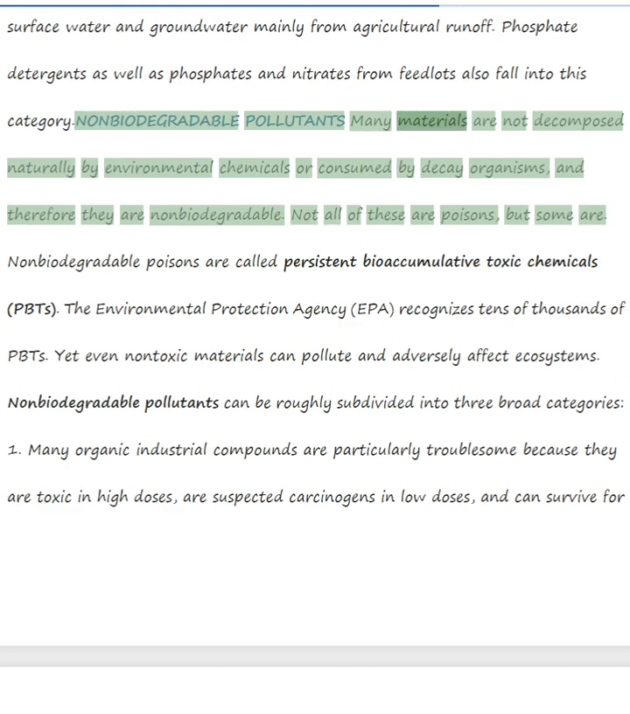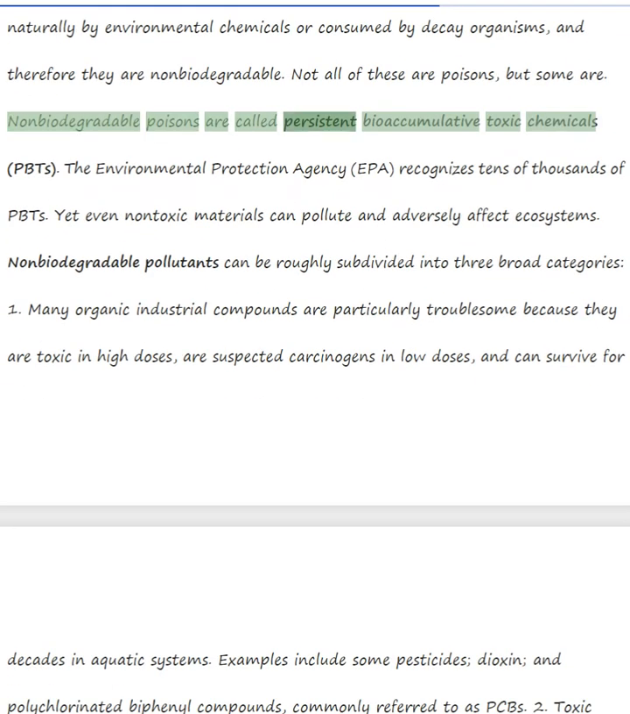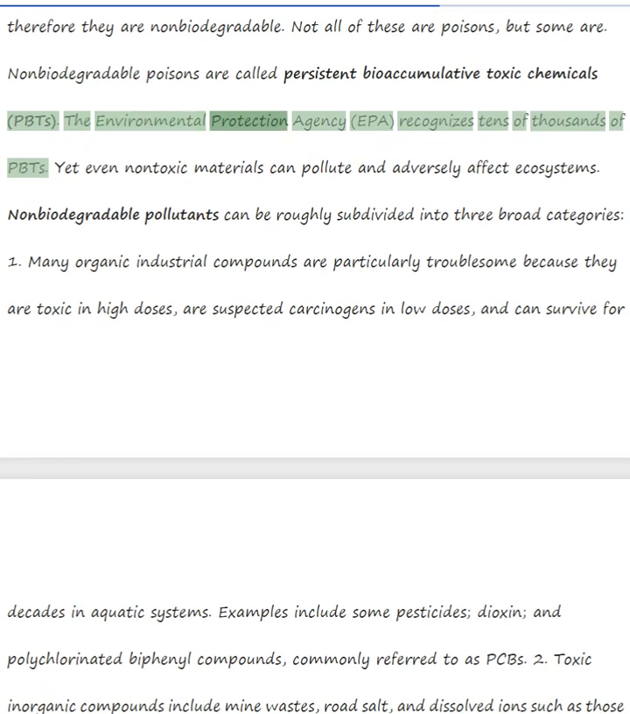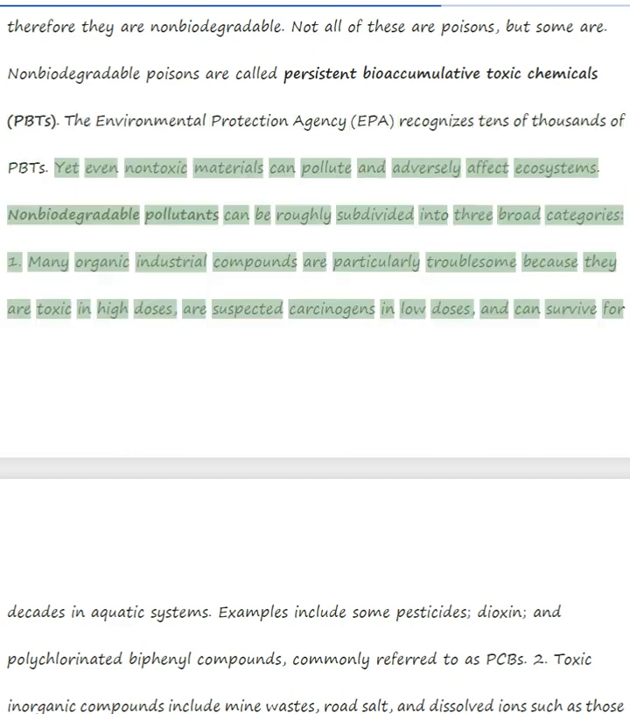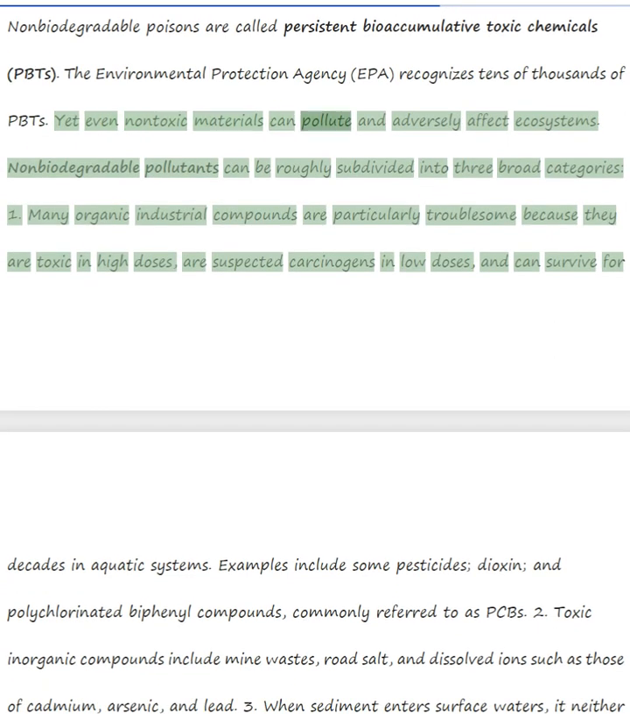Non-biodegradable pollutants. Many materials are not decomposed naturally by environmental chemicals or consumed by decay organisms, and therefore they are non-biodegradable. Not all of these are poisons, but some are. Non-biodegradable poisons are called persistent bioaccumulative toxic chemicals. The Environmental Protection Agency recognizes tens of thousands of PBTs. Yet even non-toxic materials can pollute and adversely affect ecosystems. Non-biodegradable pollutants can be roughly subdivided into three broad categories.